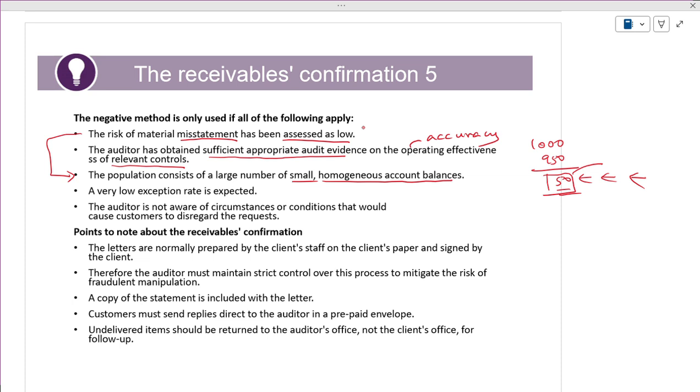A very low exception rate is expected. Exception cases are very few. Most of the cases are similar in nature. The auditor is not aware of circumstances that could cause customers to disregard the request. You don't expect that everybody will give you confirmation. Every other party will not give us confirmation. We cannot expect that.